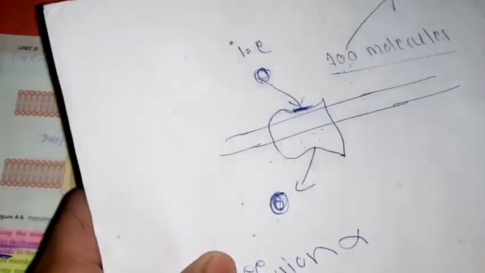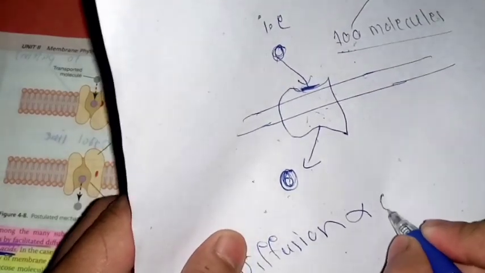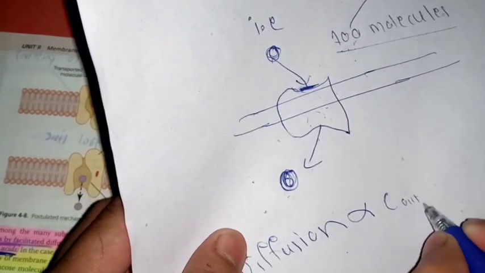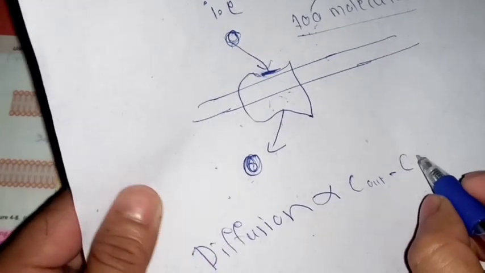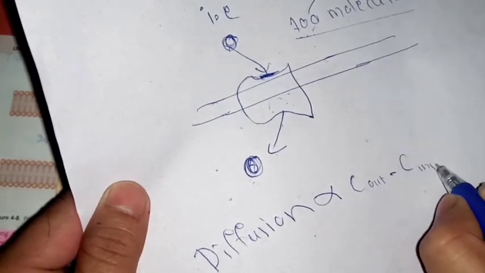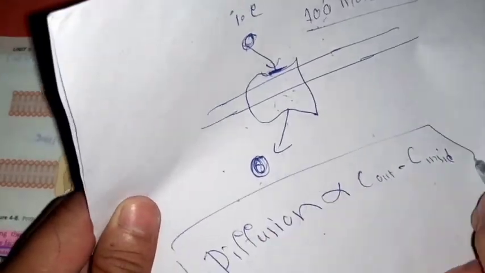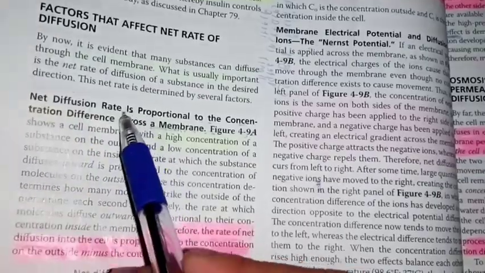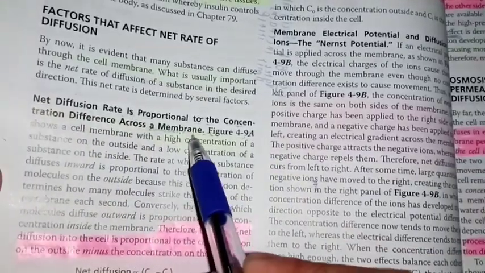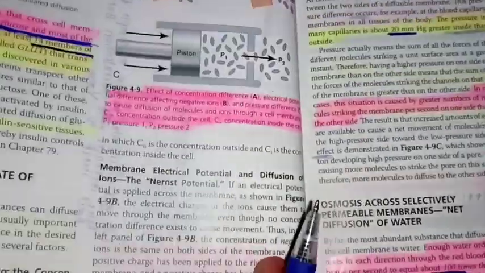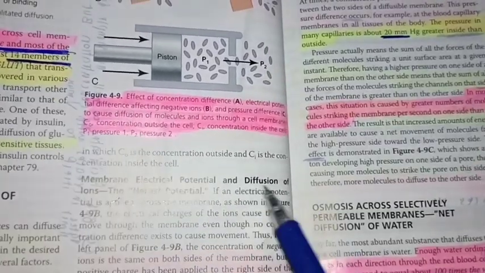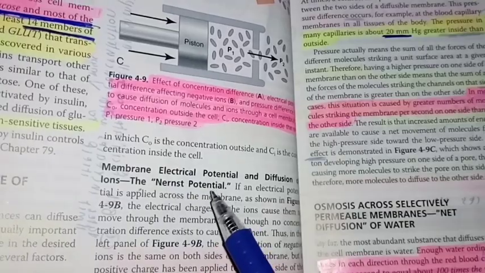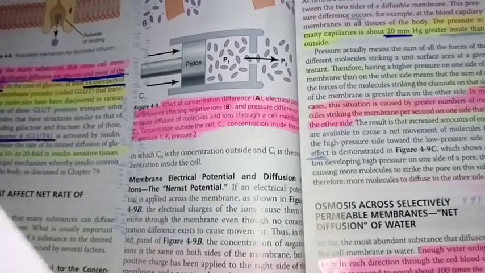Concentration difference means the concentration outside minus the concentration inside. So this is that net diffusion rate is directly proportional to the concentration difference across a membrane. Now diffusion also relies on the membrane electrical potential and diffusion of ions, the Nernst potential. We will discuss this.